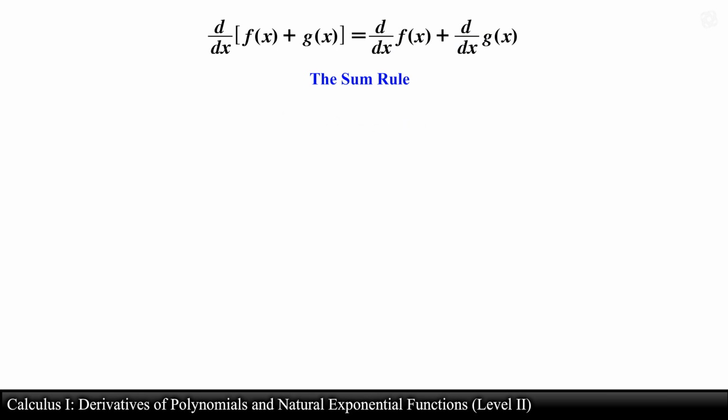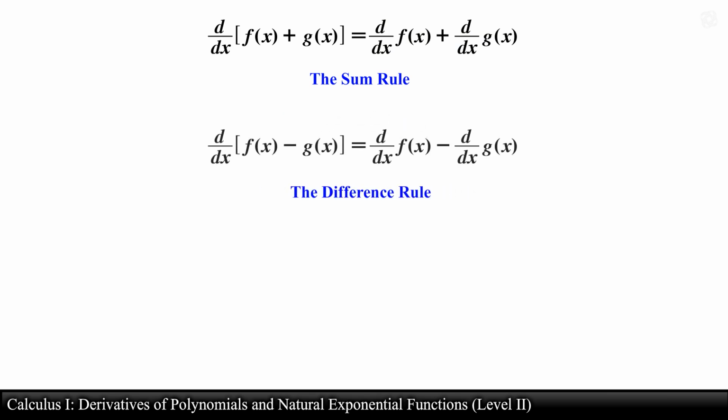Another rule that is very similar to the sum rule is the difference rule. Just like the sum rule, this rule states that when you're taking the derivative of two functions that are being subtracted from one another, you take the derivative of each individual function. Using prime notation, we can denote the difference rule as follows. The quantity f minus g prime equals f prime minus g prime.